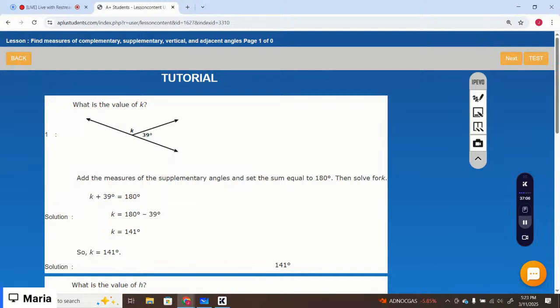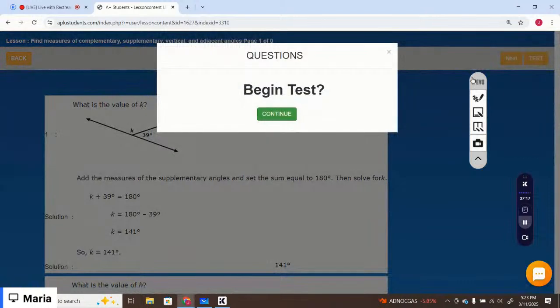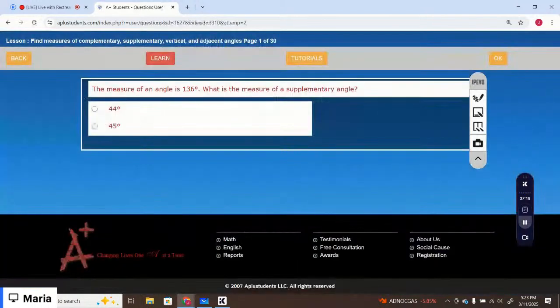So K plus 39 equals 180. We have to subtract 39 from the other side, so 180 minus 39 is 141. So angle K measures 141 degrees.